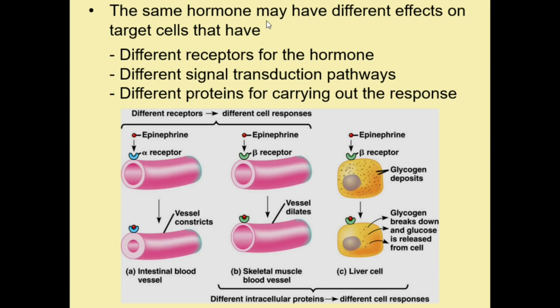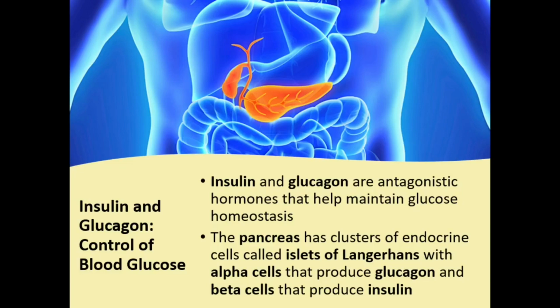Okay, so this is how we can have all of these different functions that are controlled by 50 different hormones within the body. Now that we know a little bit about hormones, what they are, where they're produced and how they act, let's have a look at some specific examples in a bit more detail.